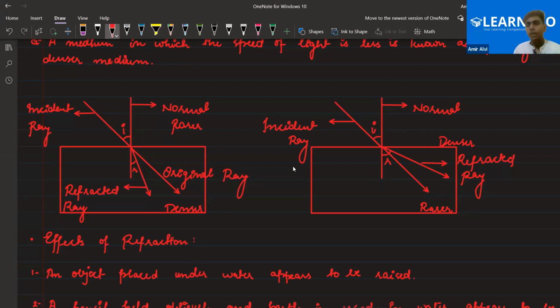Yeah, that's okay. So these are the two cases based on the rarer and denser medium. Okay, clear everyone? Yes, sir, clear. Chalo, theek hai.